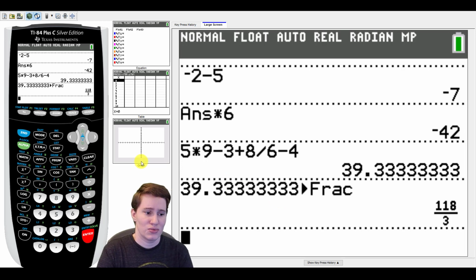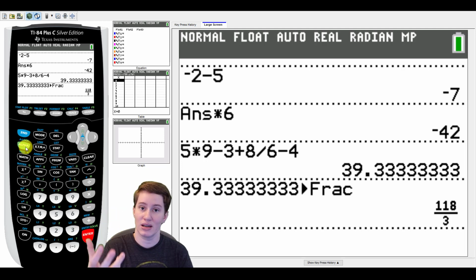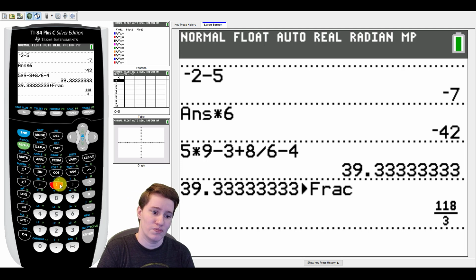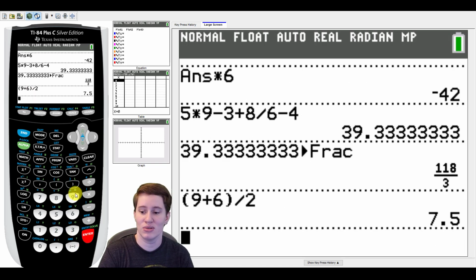The other thing that is really cool about TI-83 Plus, TI-84 Plus, anything with a plus, is that we can make really nice looking fractions. So back in my day, we had to put parentheses around what we were doing and use the division symbol so that we'd have a fraction, right? This would be having 9 plus 6 on top divided by 2 gives us a decimal. I could change that decimal to a fraction. But there is a really cool way we can do that with our graphing calculator.